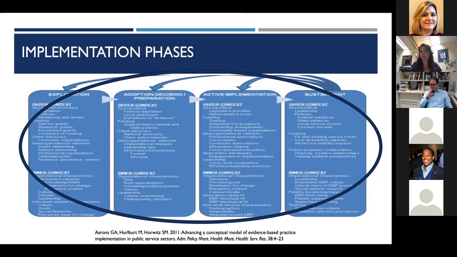So all the way from when a decision maker might be exploring and trying to figure out what's the evidence-based practice that's going to work for us. Is it a good fit? All the way through, yes, we're going to do that. We are going to develop the infrastructure that is necessary to support that. And our goal is to ultimately sustain that intervention in our community setting. So that's what I'm talking about when I'm talking about implementation: that full broad spectrum.